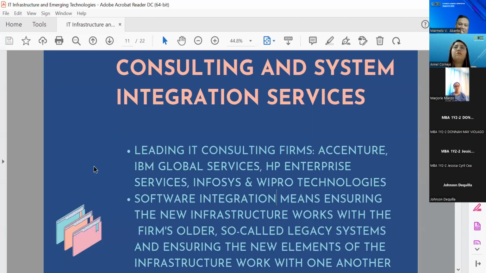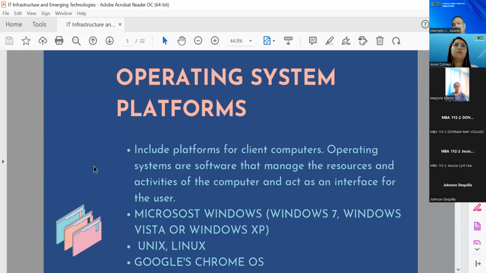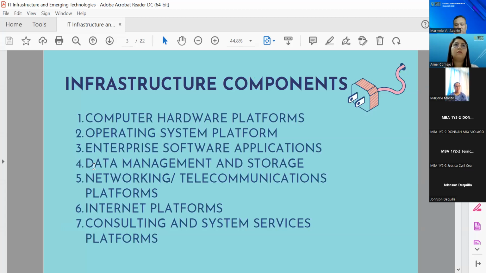So again, pasadahan ko lang ulit, the 7 infrastructure components na isa-isa natin. We have our hardware platform, operating system platform, enterprise software applications, our data management and storage, our networking and telecommunication platforms, our internet platforms, and our consulting and system services platforms.